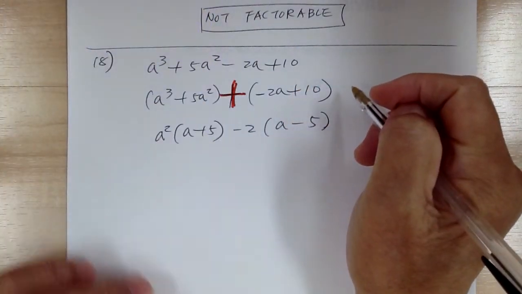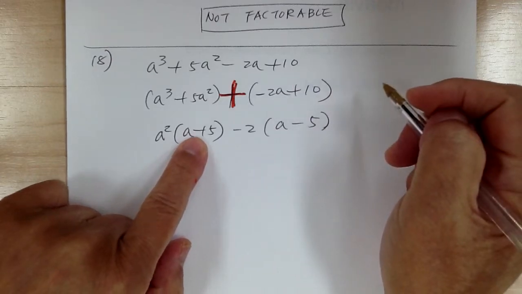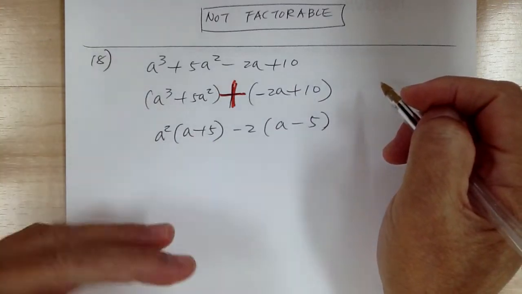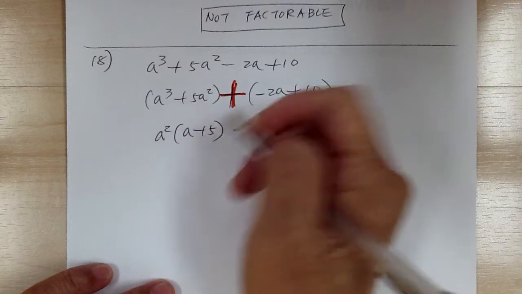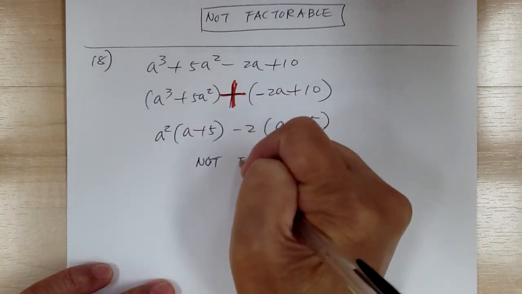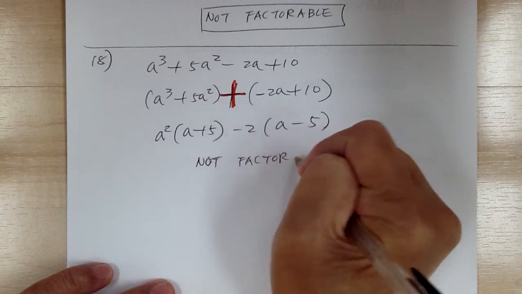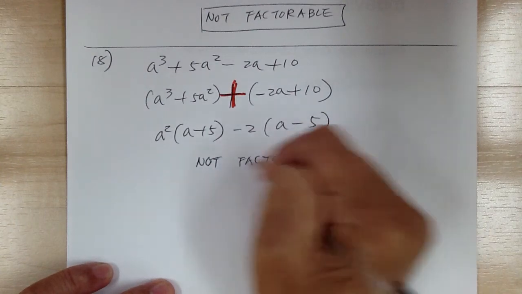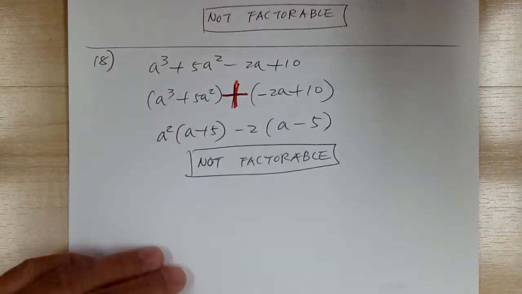Now you check. Again, you run into the same problem. You've got a plus 5, a minus 5. So you cannot do anything to it, so it's not going to work. This whole thing is not going to work. So again, this is not factorable.